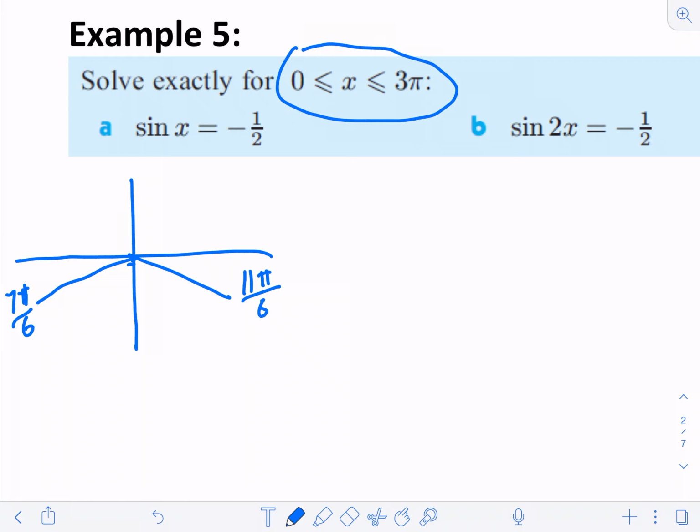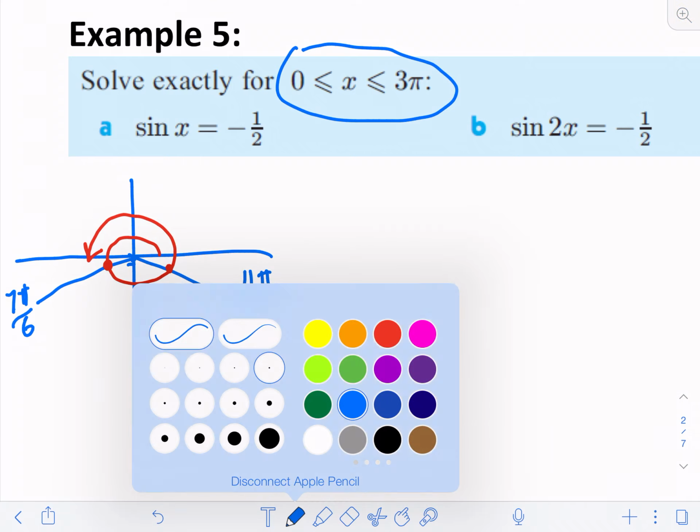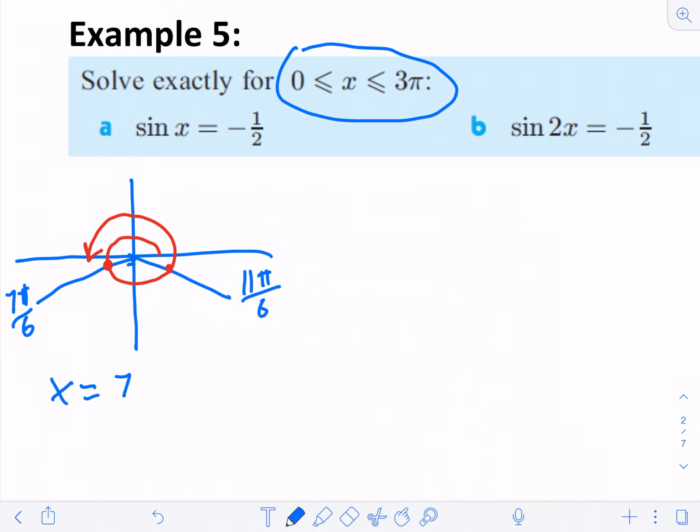So what does that mean? 0 to 3 pi. If I travel around the circle, I'm going to go 0, that's pi, and that's 2 pi, and then 3 pi is all the way to there, right? So 0 to 3 pi, how many times did I cross these 2 radians right there? My answer is just going to be x is equal to 7 pi over 6 and 11 pi over 6, right? So that's my answer for when sine of x is equal to negative 1/2, those 2 answers.